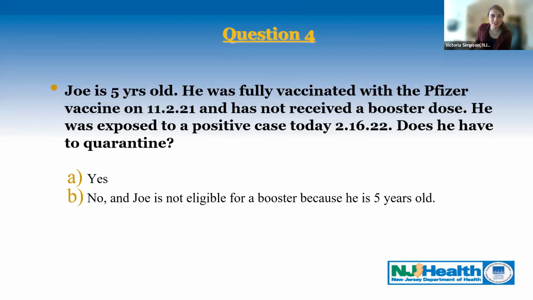And our last question for this section is: Joe is 5 years old. He attends a childcare center. He was fully vaccinated with the Pfizer vaccine on November 2nd, 2021, and he has not yet received a booster dose. He was exposed to a positive case today, February 16th, 2022. Does he have to quarantine?